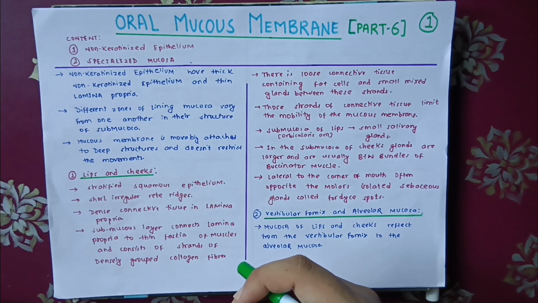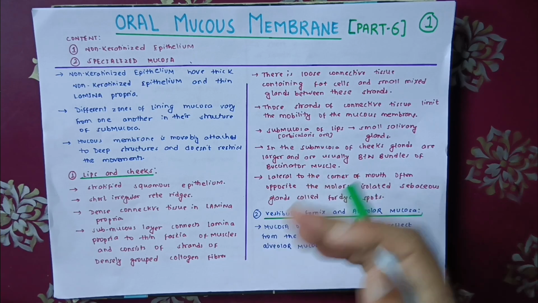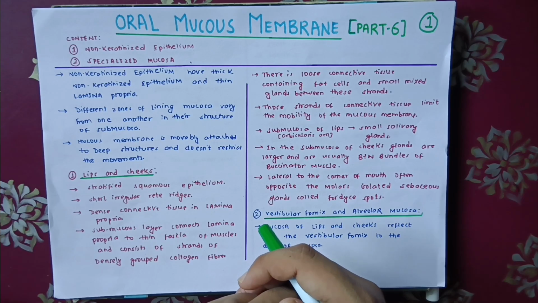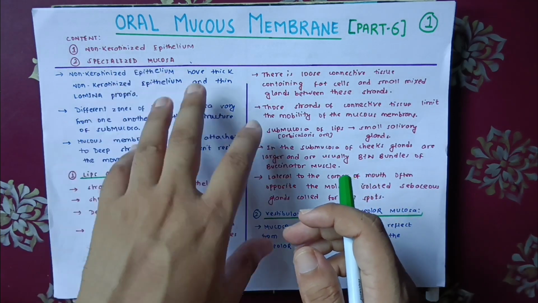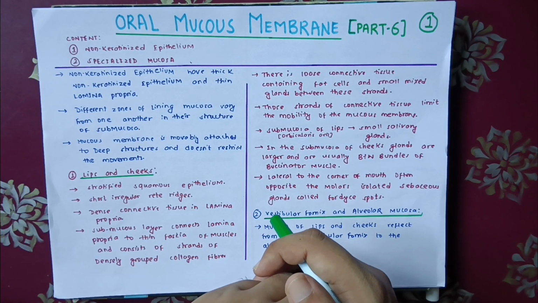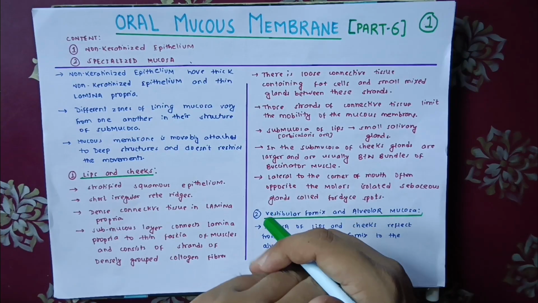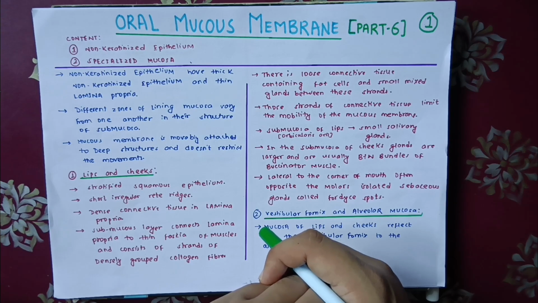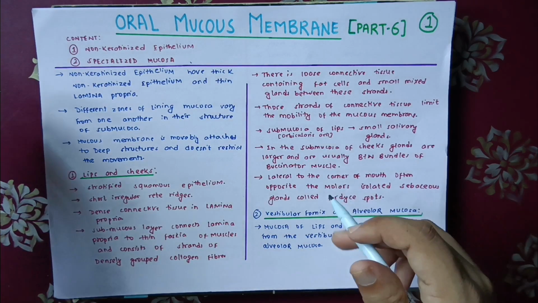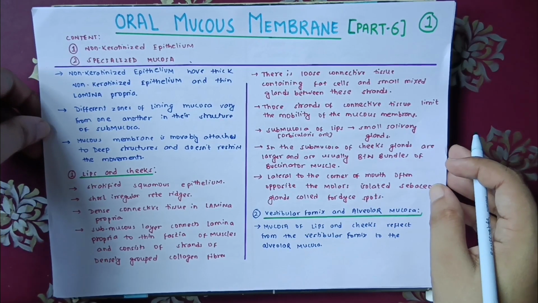So this is part 6 of the oral mucous membrane videos, and in this video we will be discussing the non-keratinized epithelium and the specialized mucosa. In the previous video we discussed the keratinized epithelium, that is, the masticatory mucosa: hard palate and gingiva. In part 7 we will cover all the remaining topics of oral mucosa and complete this chapter. Now, without delaying much, let's start our video.